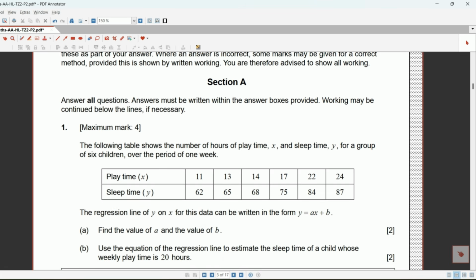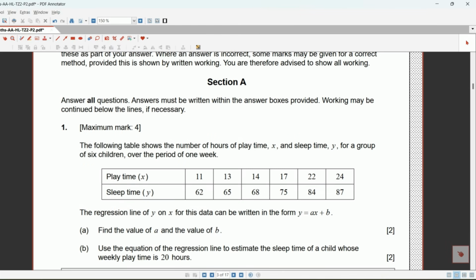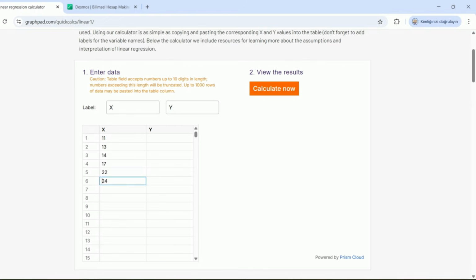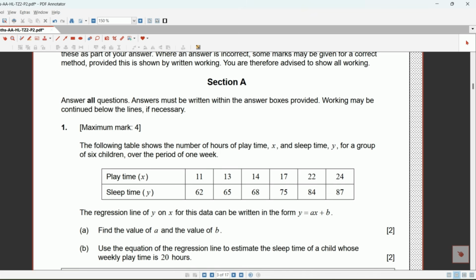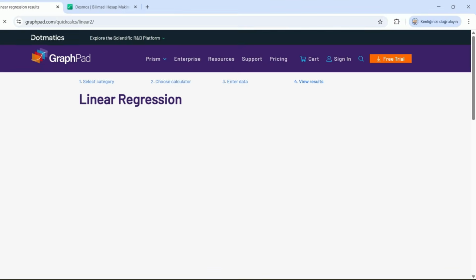The x values are 11, 13, 14, 17, 22, 24, and the y values are 60, 62, 65, 66, and the other y values 75, 84, 87. Let's calculate now.